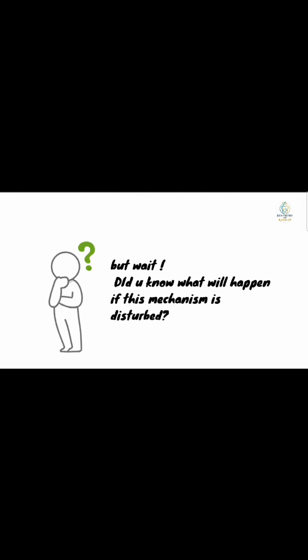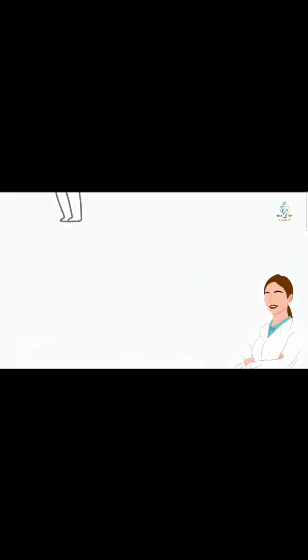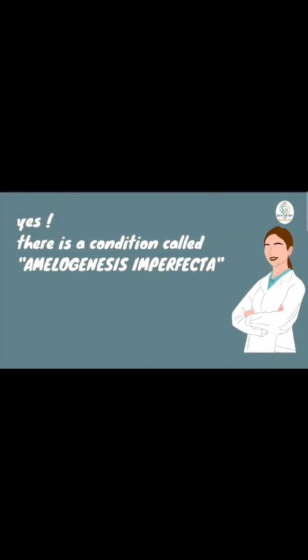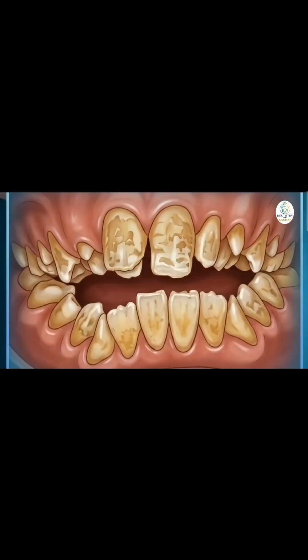But wait, did you know what will happen if this mechanism is disturbed? Yes, there is a condition called amelogenesis imperfecta. This is how it looks.